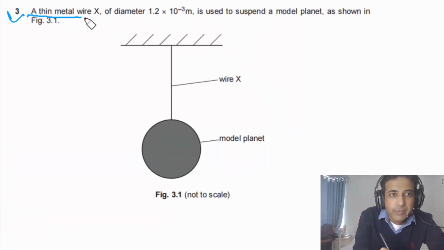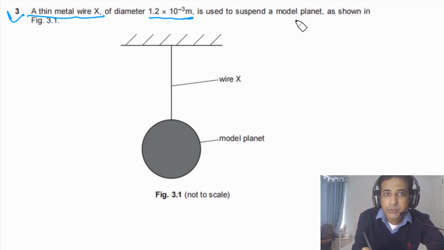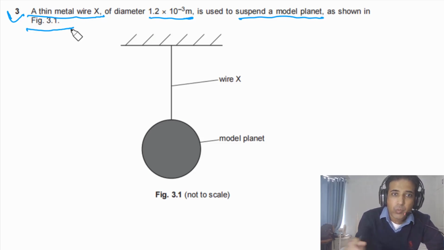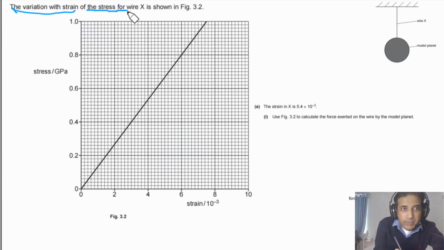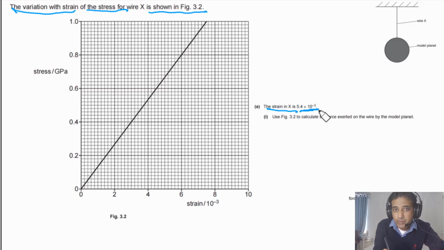Question 3 says a thin metal wire X of diameter 1.2 times 10 to minus 3 meters is used to suspend a model planet as shown in figure 3.1. The variation with strain of the stress for wire X is shown in figure 3.2. For part A, the strain in X is 5.4 times 10 to minus 3. Use figure 3.2 to calculate the force exerted on the wire by the model planet.